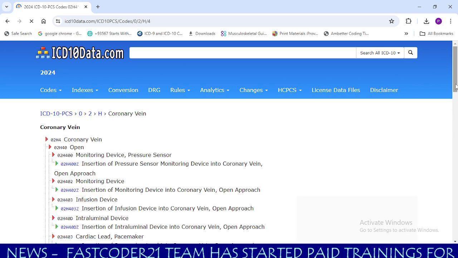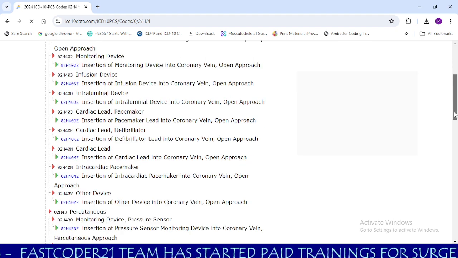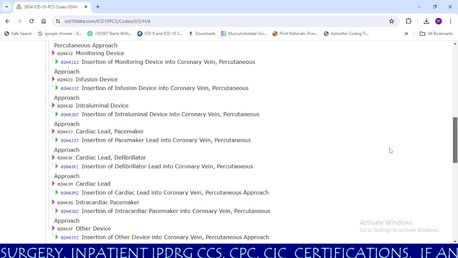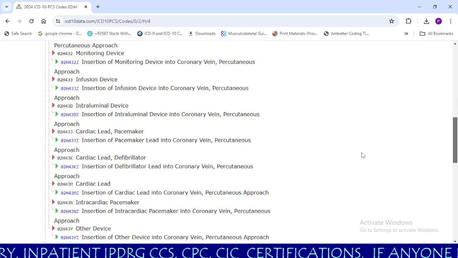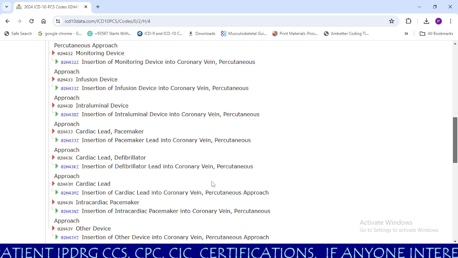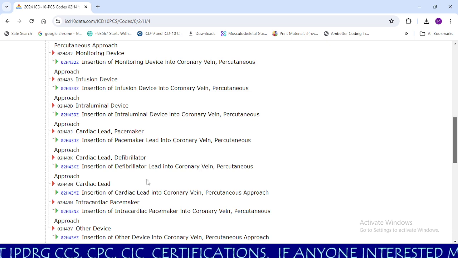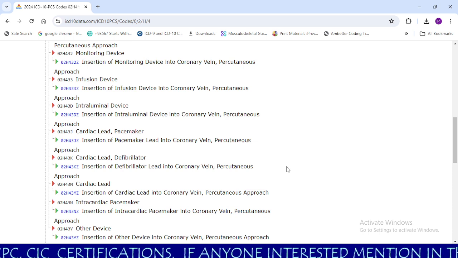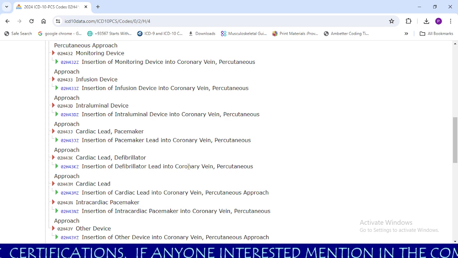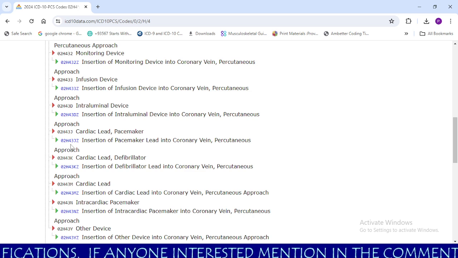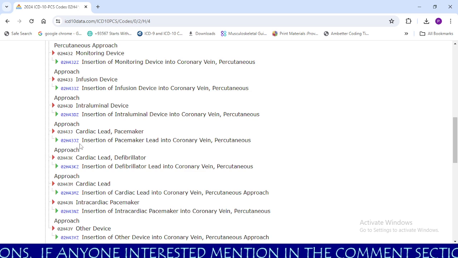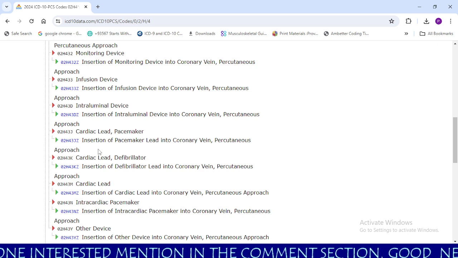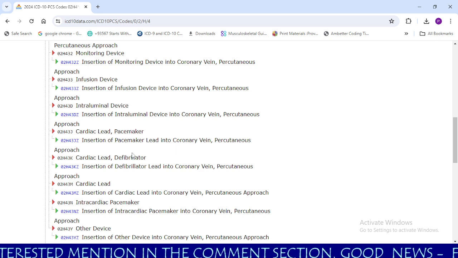Next we need to select our complete code. Here, if you check, we have the different locations and different devices, and we even have the defibrillator also. Based on our documentation, the physician has inserted one lead into the coronary vein. So here we need to code 02H43JZ for insertion of pacemaker lead into coronary vein, percutaneous approach.